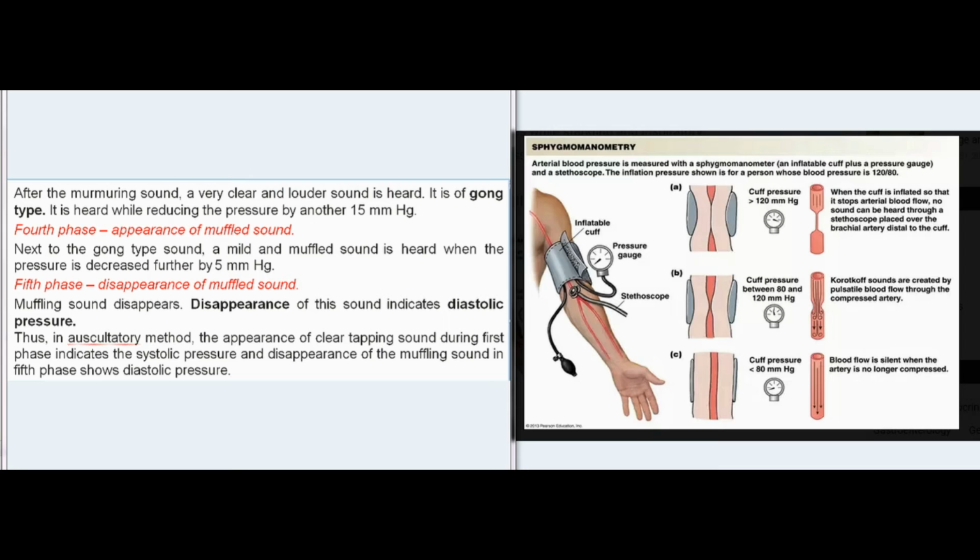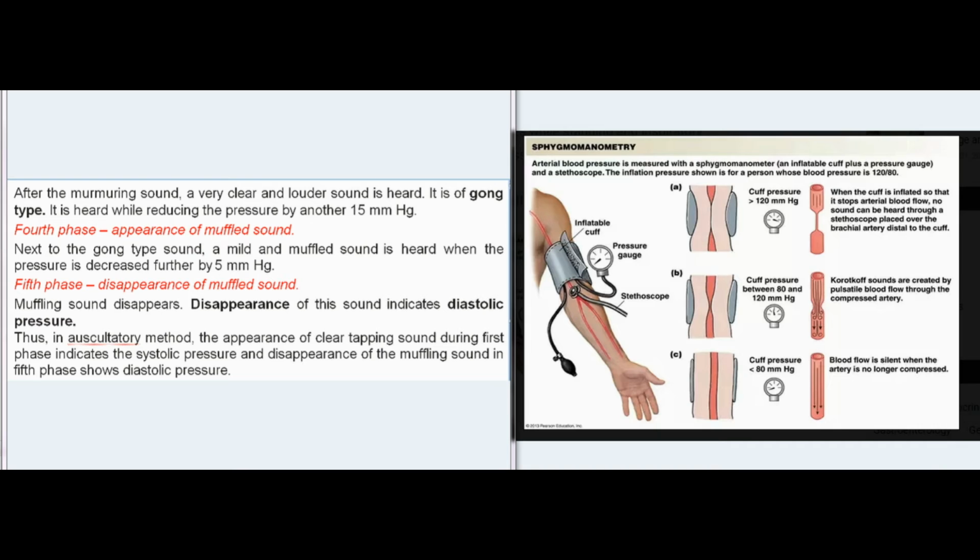Fourth phase, appearance of muffled sound. Next to the gong type sound, a mild and muffled sound is heard when the pressure is decreased further by 5 mm Hg. Fifth phase, disappearance of muffled sound. The muffling sound disappears. Disappearance of this sound indicates diastolic pressure.